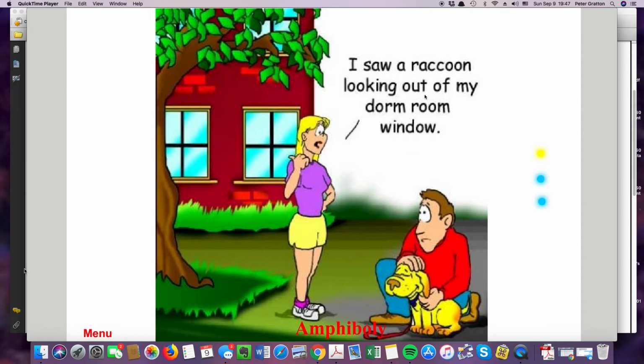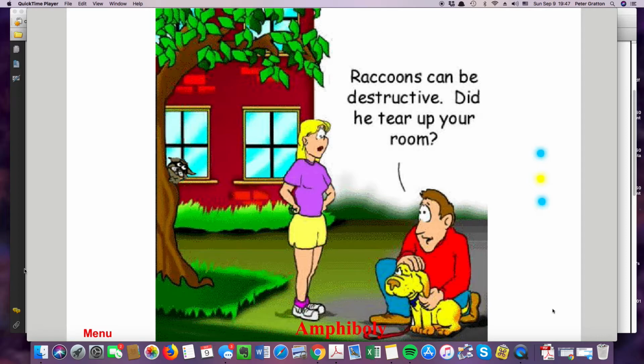I saw a raccoon looking out of my dorm room window. Raccoons can be destructive. Did he tear up your room?